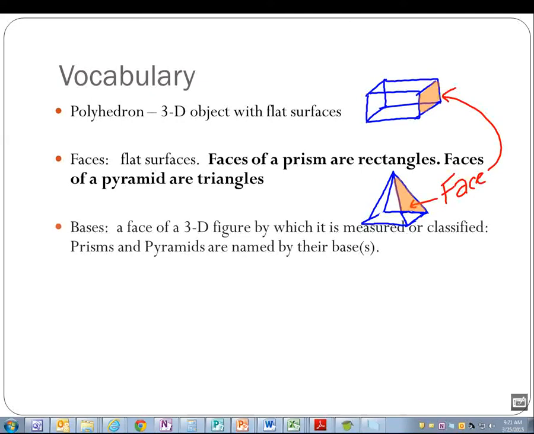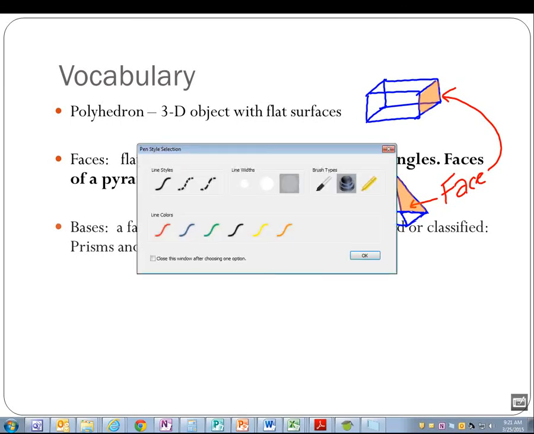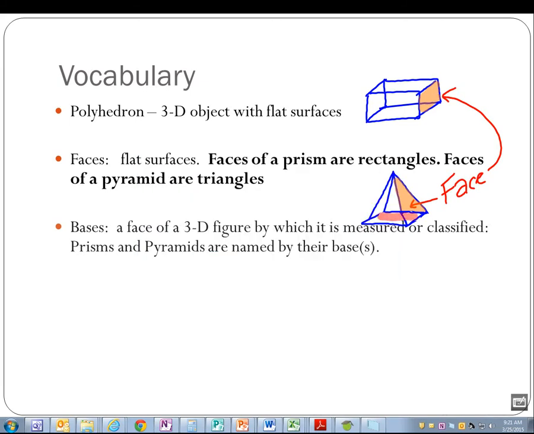So I'm going to do the base as red. The base is going to be red. There's going to be an overflow here. There. The base is red. Well, yeah, that would work.